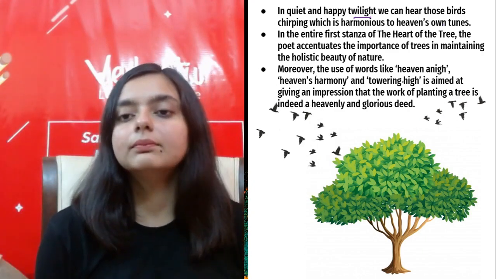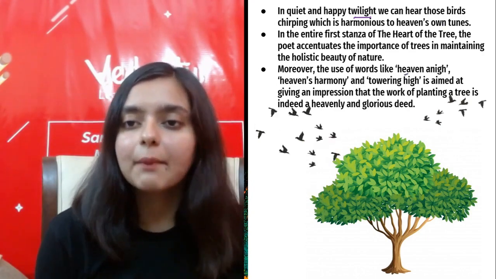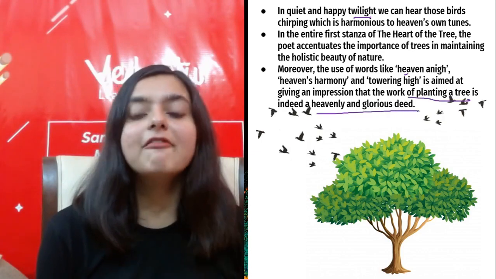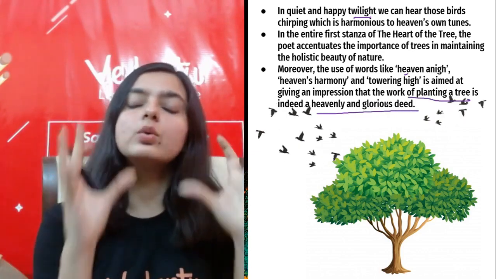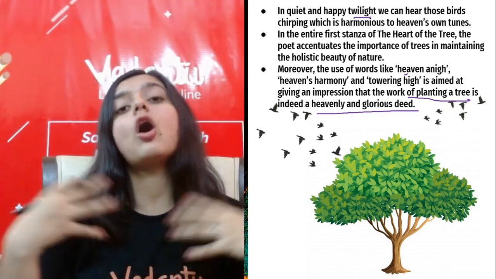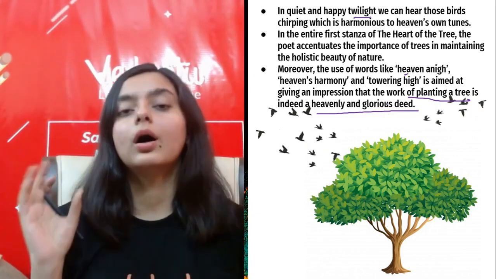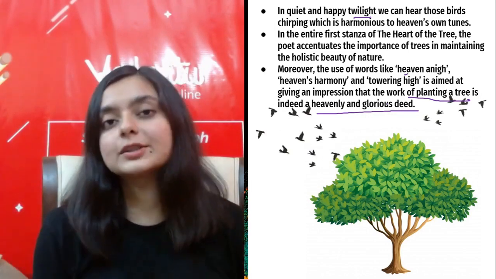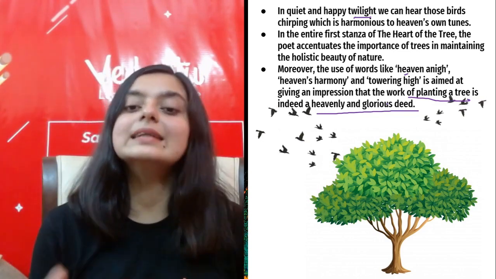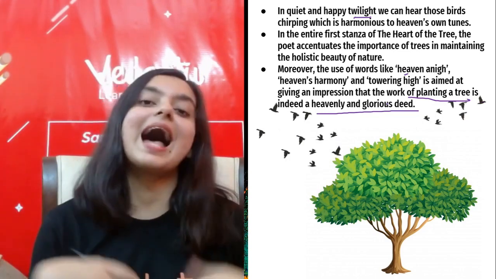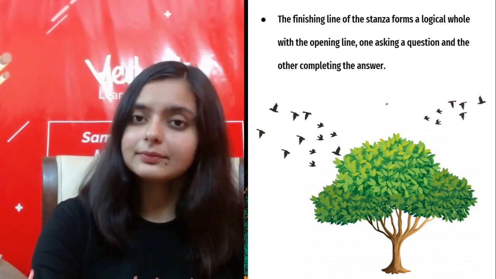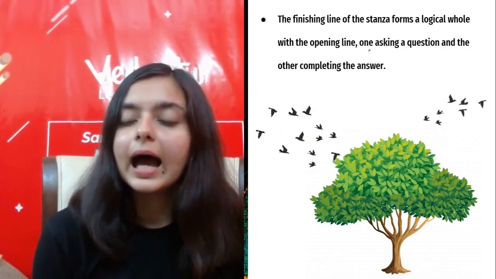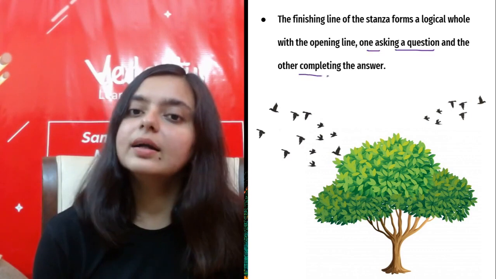Words like heaven's harmony and towering high give an impression that the work of planting a tree is indeed a heavenly and glorious deed. By using these words, the poet's purpose is to glorify that man who is planting a tree, therefore motivating all of us to plant a tree, because he is referring to this task as a glorious deed. And the finishing line of the stanza forms a logical whole with the opening line, one asking a question and the other completing the answer.